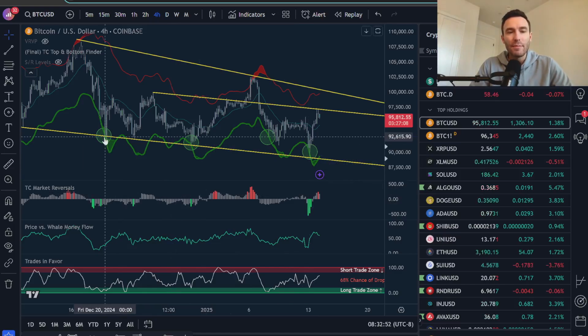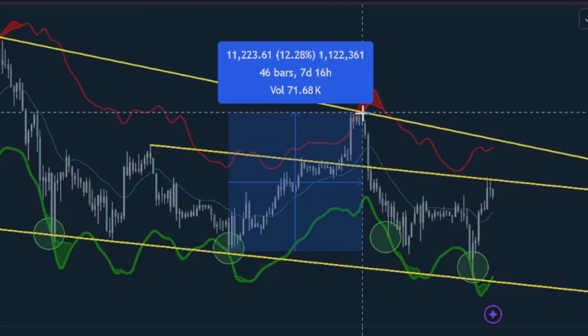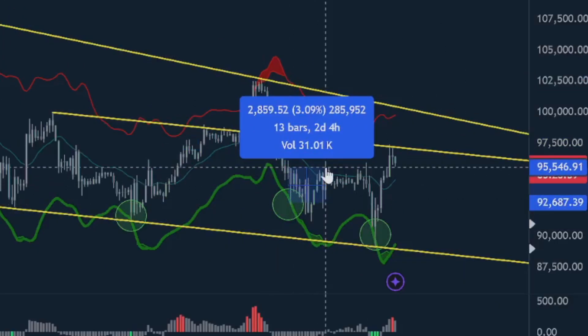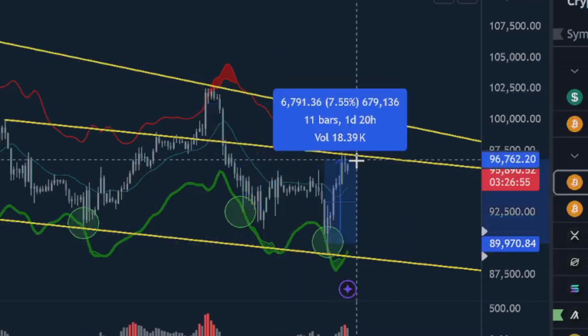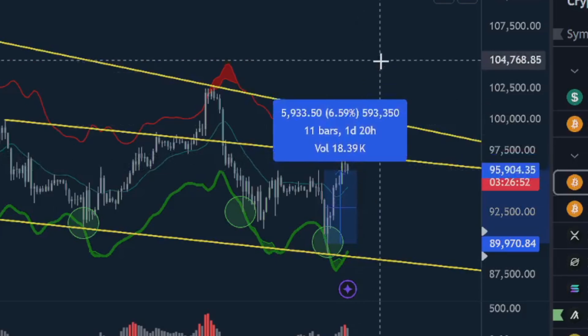If you guys were to just come in here and grab these prices, you're looking at a 7%. Over here from the low to the high, you're looking at about a 12.28%. Here wasn't as big of a jump, but about 3%. And then yesterday, if you guys would have grabbed this at the bottom, you would have been up at a peak of 8.18%, or even today at 6.59.